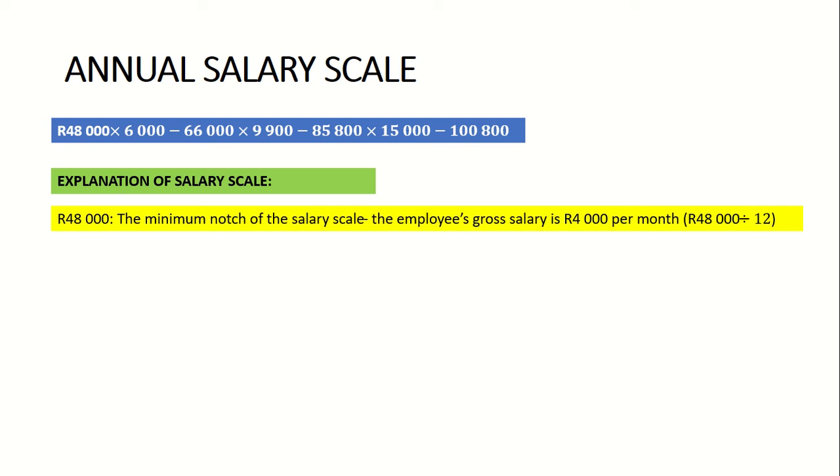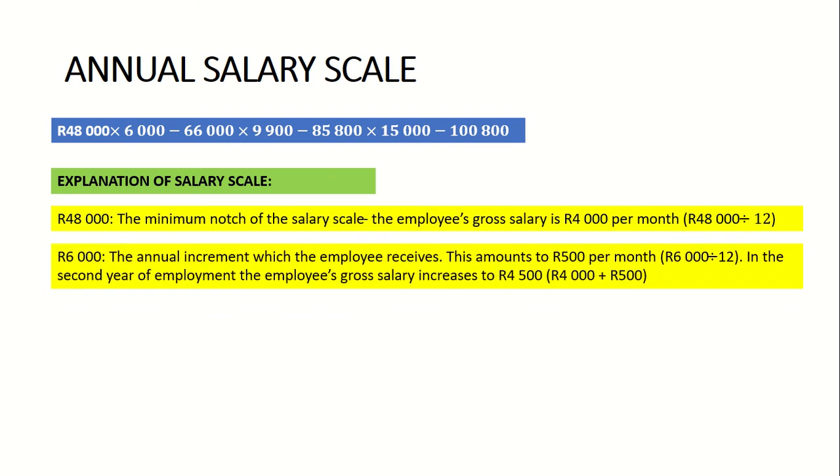Basically, that's how much an employee earns. At the moment, an employee is earning 48,000 rand per annum. For you to get a monthly salary, you'll have to take that 48,000 rand and divide it by 12, and it will give you 4,000 rand. The 6,000 rand, even though it's multiplied with that 48,000, represents an annual increment which the employee receives. This amounts to 500 per month, which is 6,000 divided by 12.